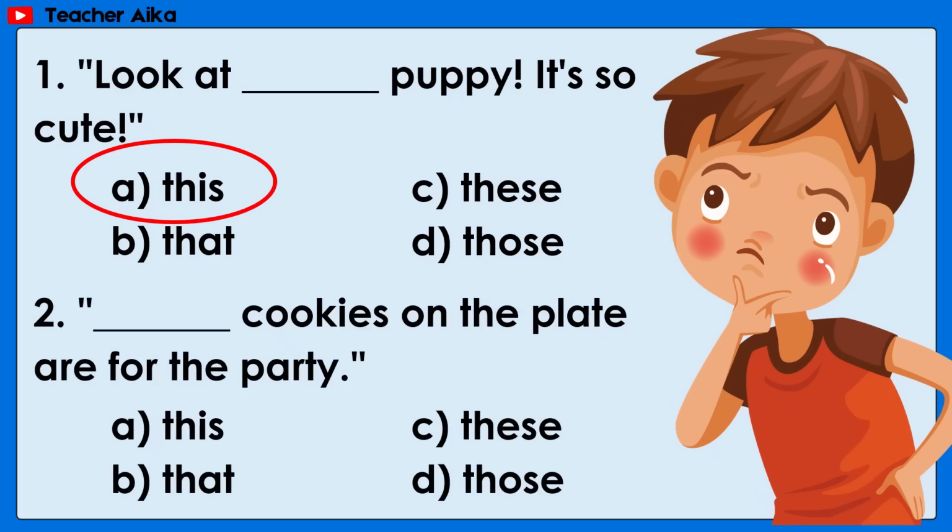Number 2. Blank cookies on the plate are for the party. A. This. B. That. C. These. Or D. Those. Answer: C. These.